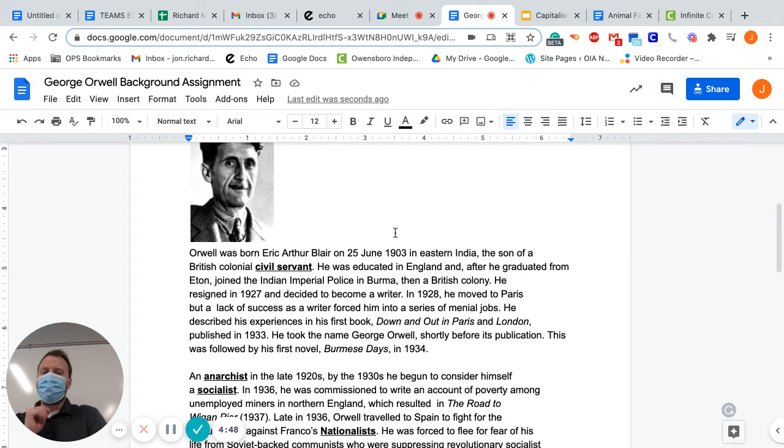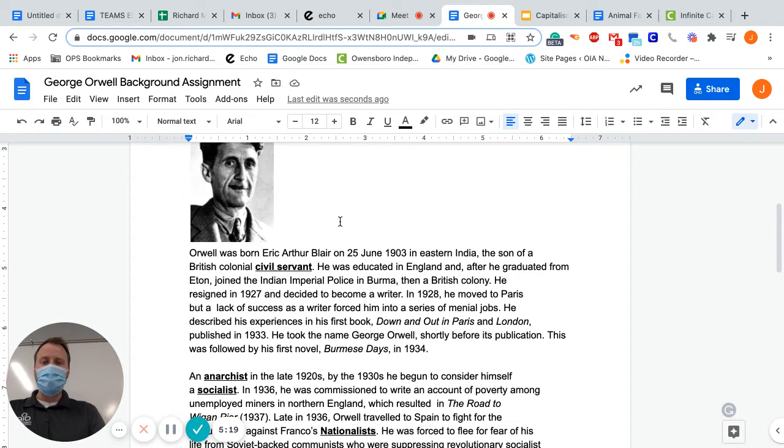Orwell was born Eric Arthur Blair on the 25th of June, 1903 in eastern India. The son of a British colonial civil servant, so you'll need to look up that word in a second. He was educated in England, and after he graduated from Eton, joined the Indian Imperial Police in Burma, then a British colony. He resigned in 1927 and decided to become a writer.